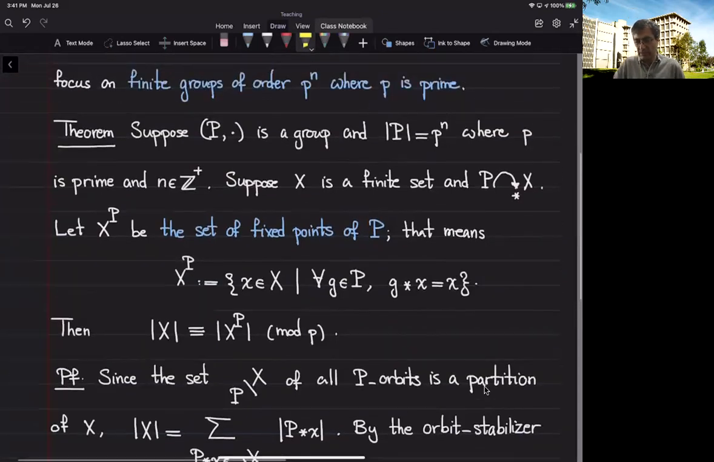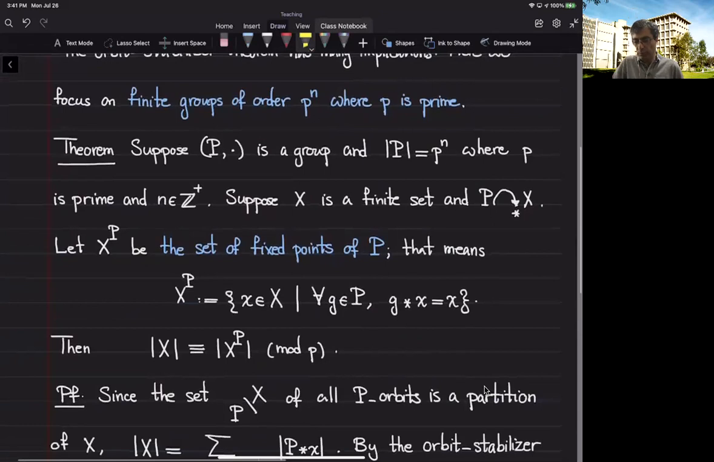The assumption is that I'm giving you a group whose cardinality is of the form p to the n, where p is a prime number and n is a positive integer. And I give you an action of this group on some finite set X. So X is a finite set, which is not empty, and P acts on this set via star. We are going to denote by X sub P the set of fixed points of P.